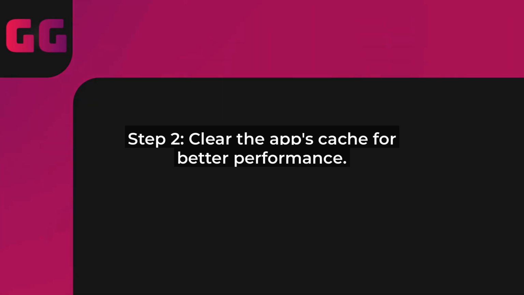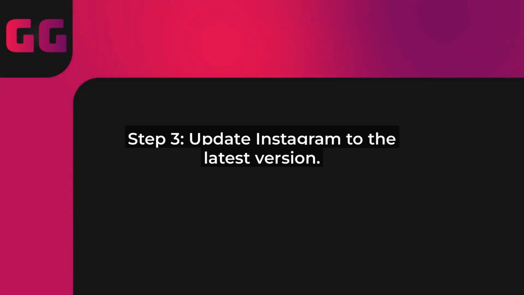If that doesn't work, let's move on to clearing the app's cache. Over time, cached data can build up and cause conflicts. For Android users, go to Settings, Apps, Instagram, Storage, Clear Cache. iOS users might need to offload the app or restart their device to achieve a similar effect. This step often works wonders and frees up space too.